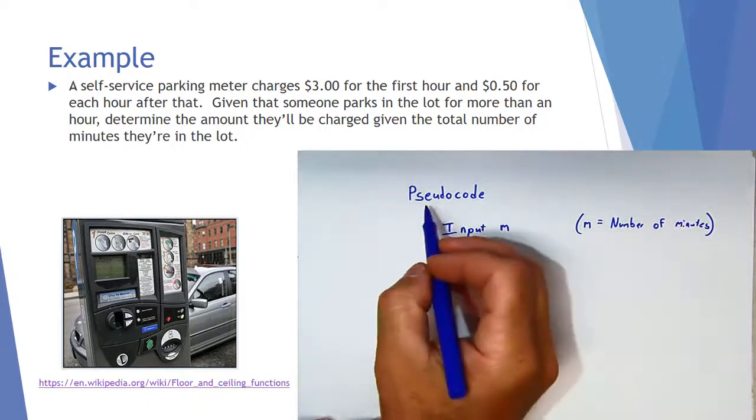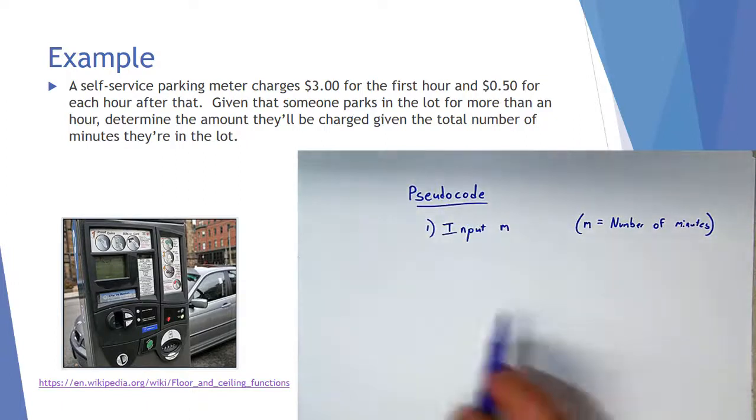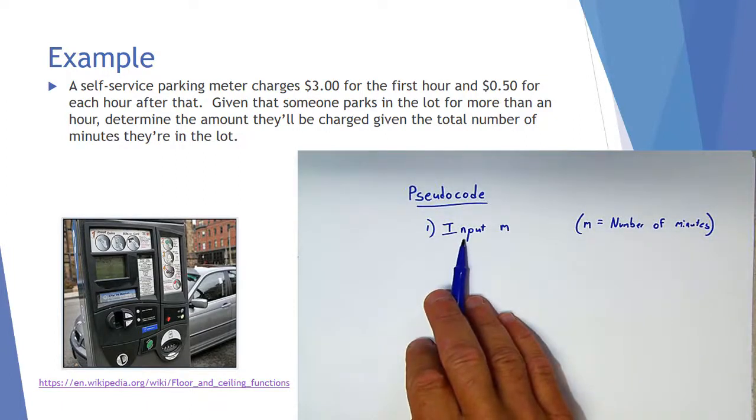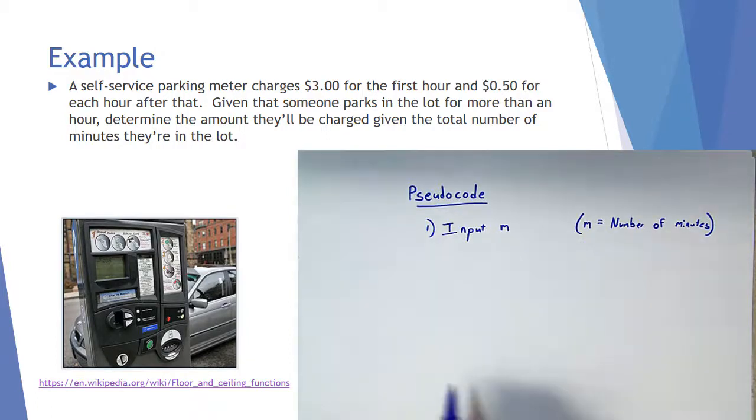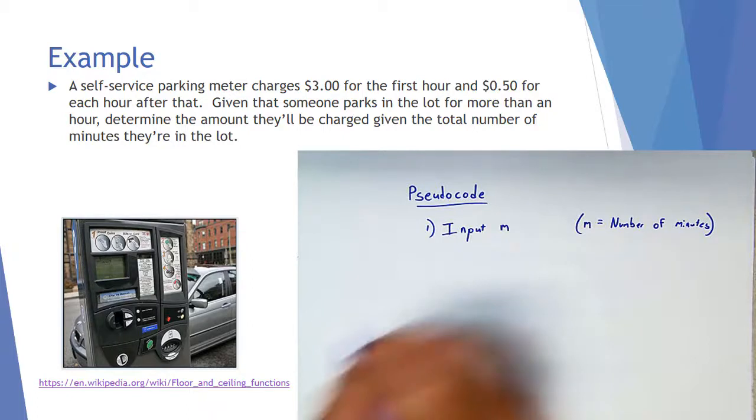Okay, so let's start by writing the pseudocode for this. We'd begin by needing to know the number of minutes. So we'll have an input of m, where m is the number of minutes that they're parked in that particular parking spot.